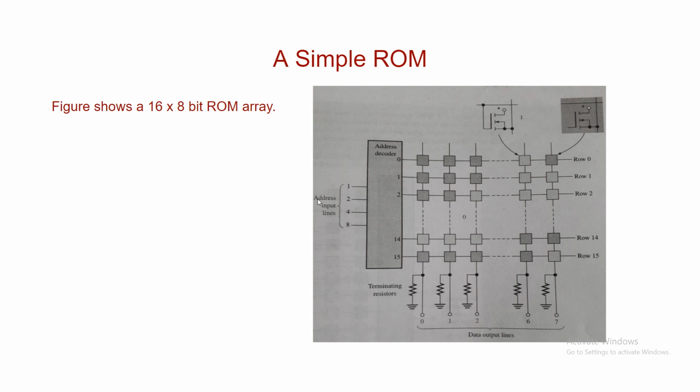On the left side we have 4 address lines. By using 4 address lines, you can address up to 16 locations, because 2 raised to 4 is 16. The output of the address decoder has 16 lines, from 0 to 15. The first is row line 0, the second is row line 1. Each row has 8 cells.